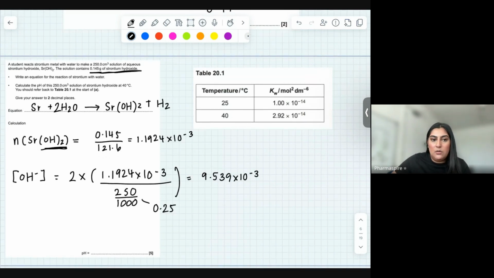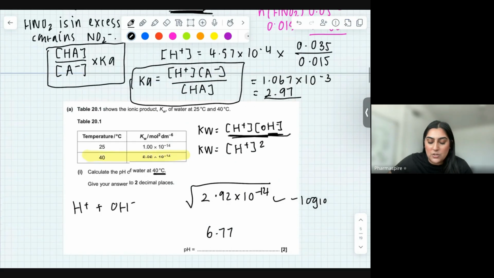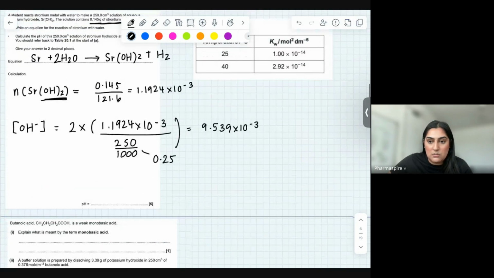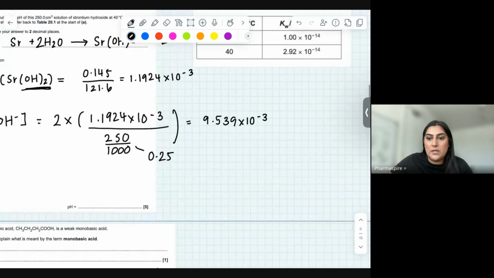You got Kw. We've got our OH minus. We don't need to square though in this because we've got our OH minus value, haven't we? You only square if you don't have any other information. Like in here, we had only a Kw. That's why we squared. But in this case, we don't need to, okay? Because we've got an OH minus.